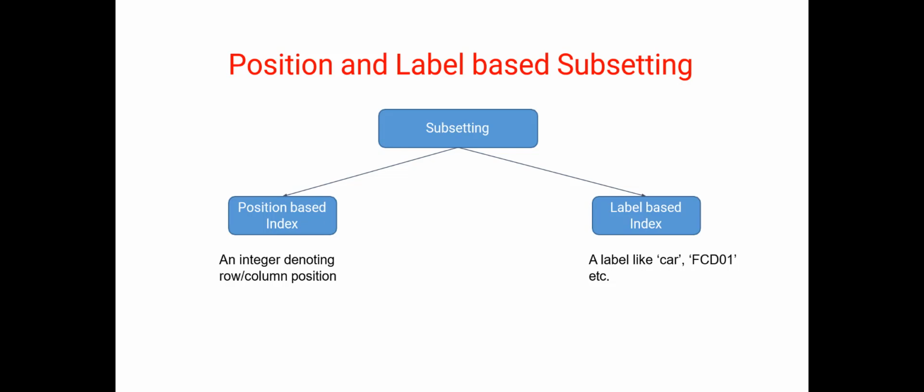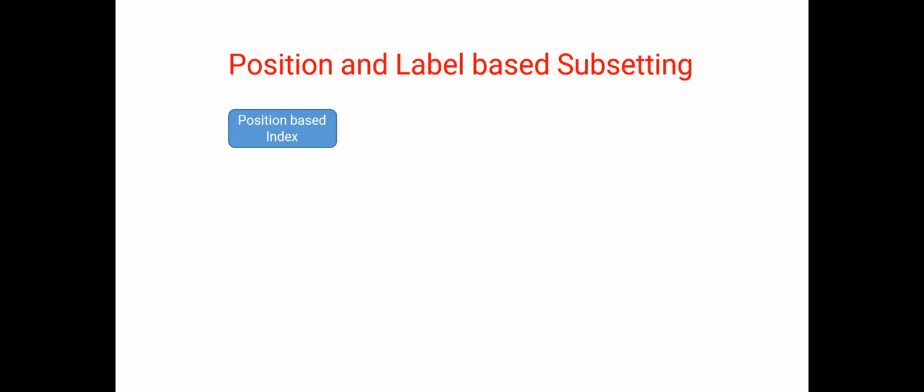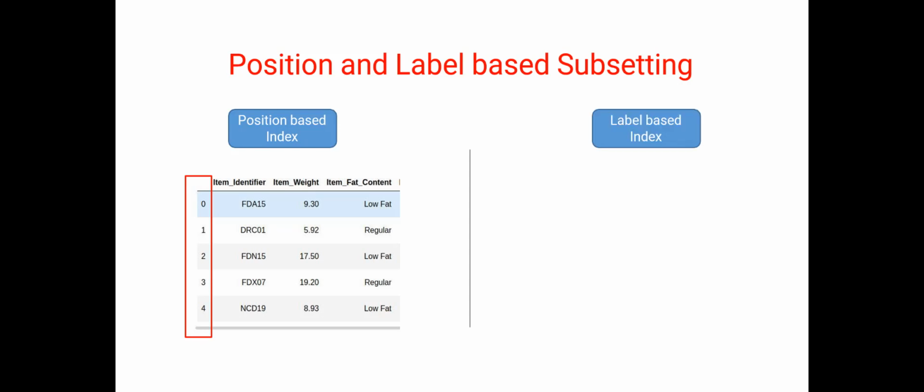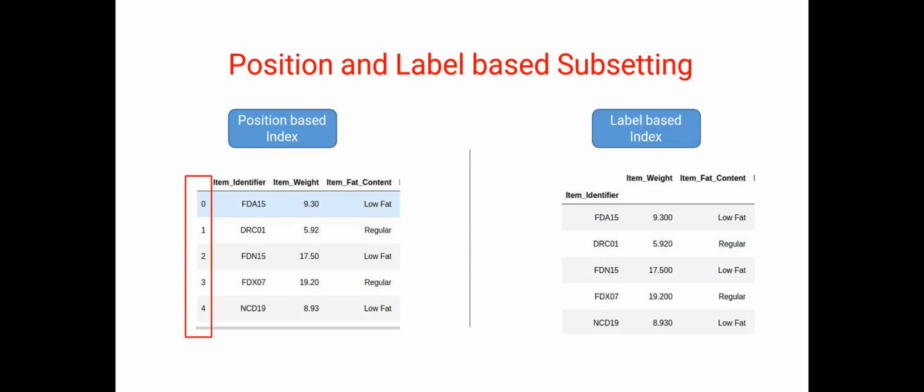Let's now have a couple of examples to understand both of these techniques. First of all, when we say position-based index, suppose I have this given data frame. Now each row has a position number attached to it, like the first row has index 0, the second row has index 1, and so on. And this is essentially the same row number that you will find when you have this dataset in an Excel file or a CSV file. When we talk about label-based index, we are essentially talking about labels given to each row of the data.